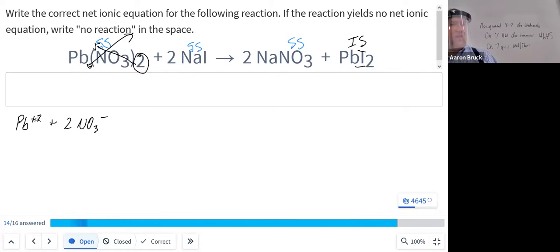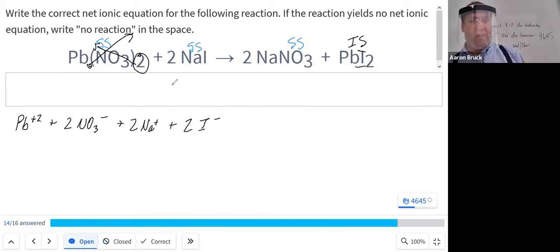So the lead is a 2 positive, the nitrate is a 1 negative. Sodium and iodide, we would just pull from the periodic table. But we need to make sure that we remember that 2 out in front goes over both of them, not just the one of them. Same thing for the sodium nitrate, 2 sodium ions, 2 nitrate ions.